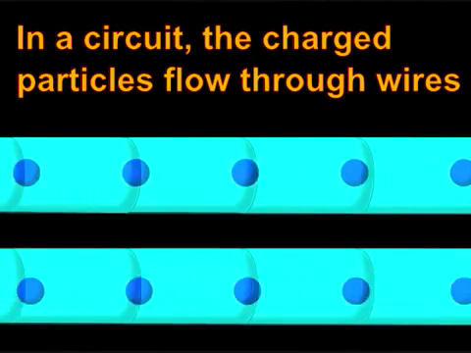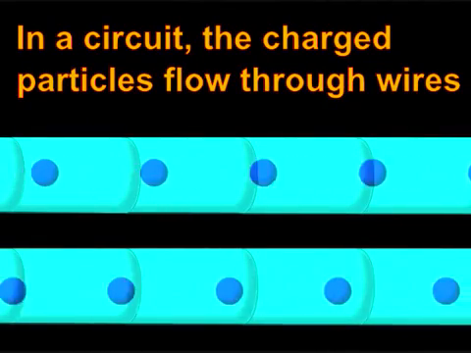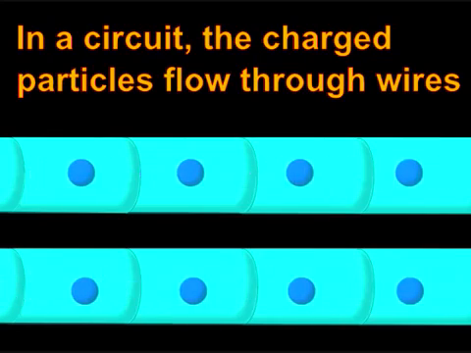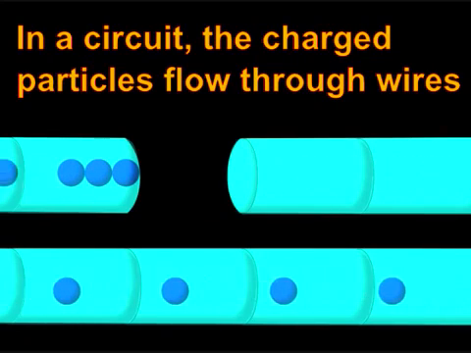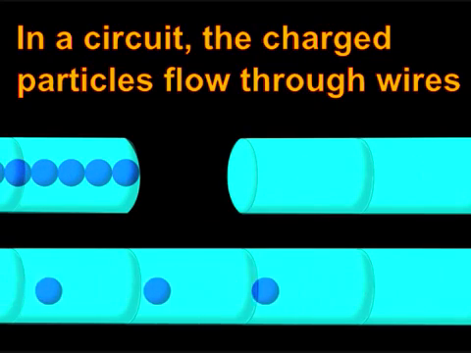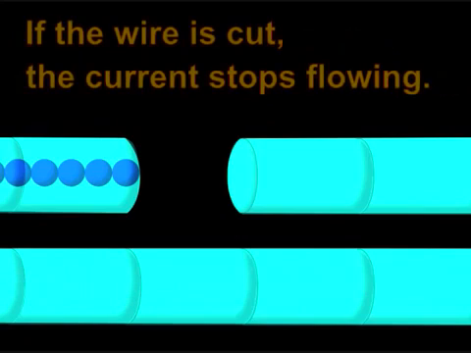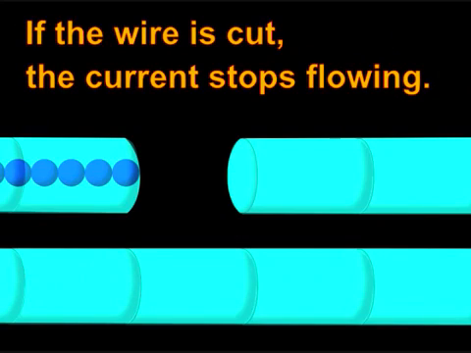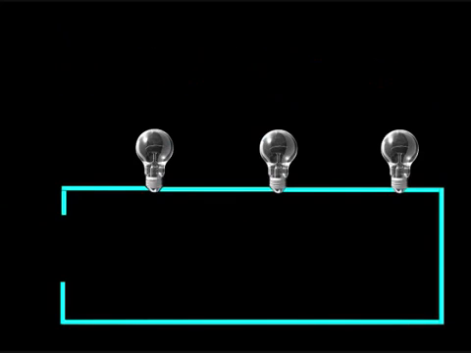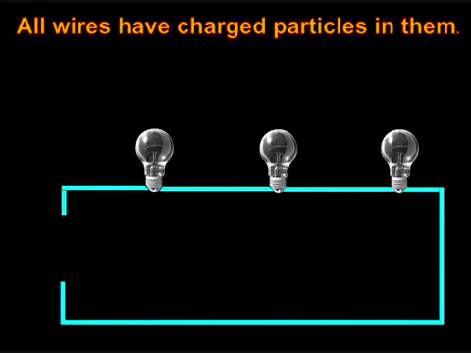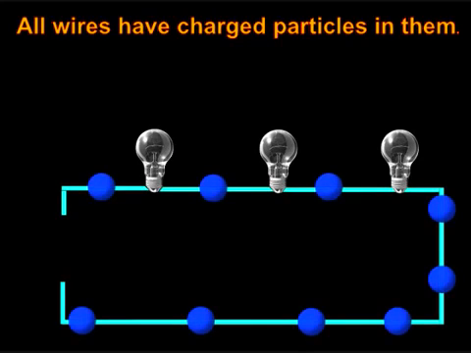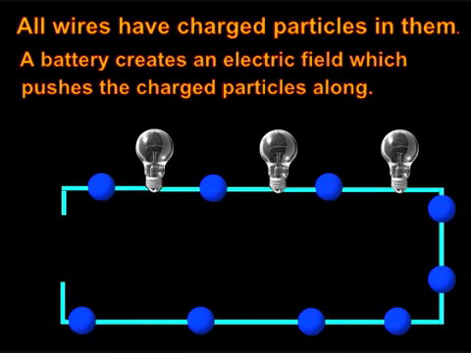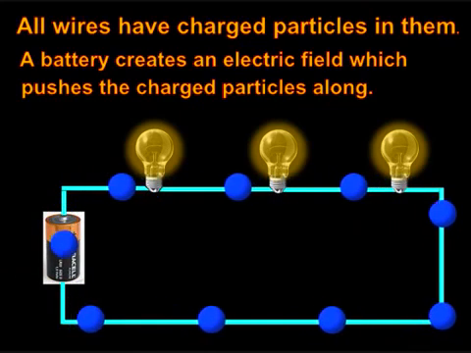In a circuit, the charged particles flow through wires. If the wire is cut, the current stops flowing. All wires have charged particles in them. A battery creates an electric field which pushes the charged particles along.